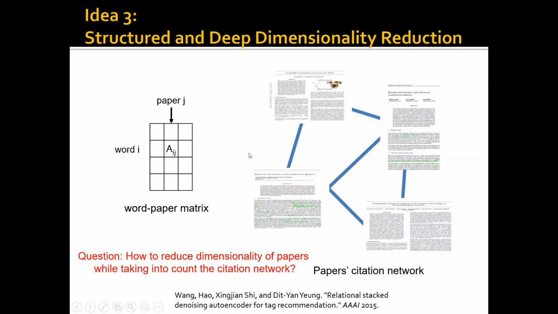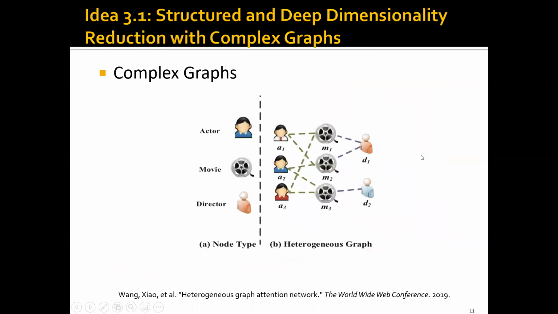For example, let's say that we want to do dimensionality reduction for a paper while taking into account the citation network. So basically, we have the text information about each paper, and we also have the citation links among these papers, and we want to perform this dimensionality reduction while considering this citation network. This is one of the things that we have talked about previously in the lectures. So one idea is to extend this work by considering a more complex graph.